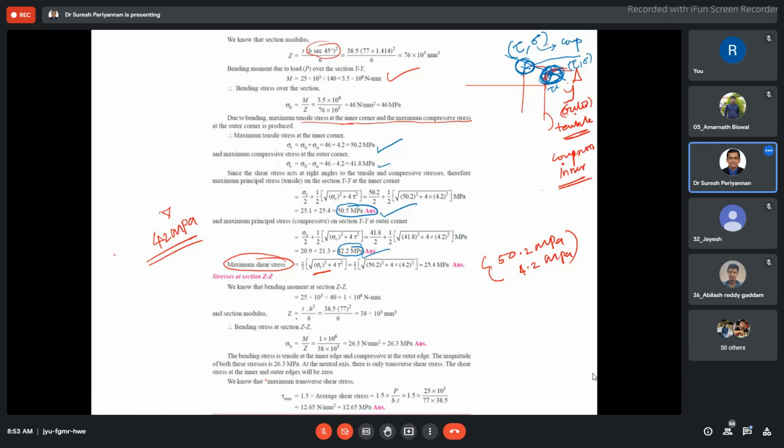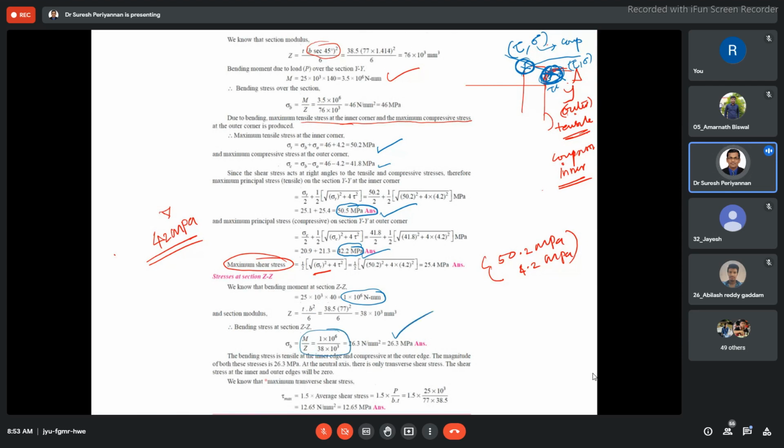Now we come to this ZZ region, the vertical region. The bending moment is the vertical load into the horizontal distance, 225 kilonewton into 40. This is our bending moment. Now what is the stress acting here? The stress is M by Z, very simple form. In this ZZ region, finding the bending stress, use the direct formula M by Z. You can find the bending moment in this section ZZ.